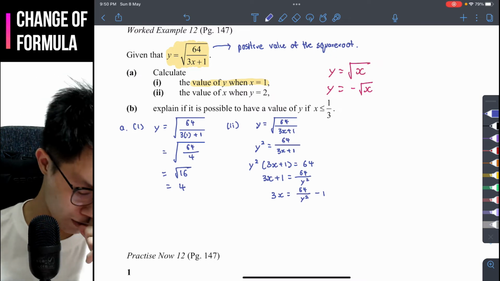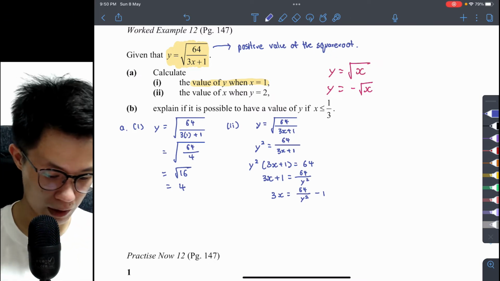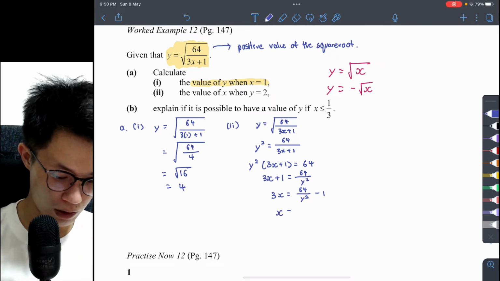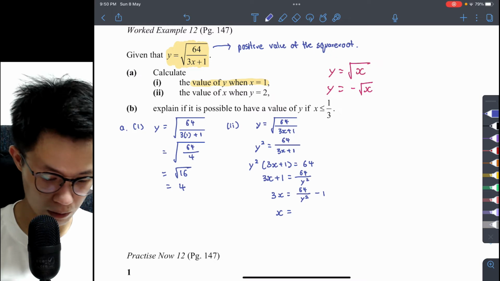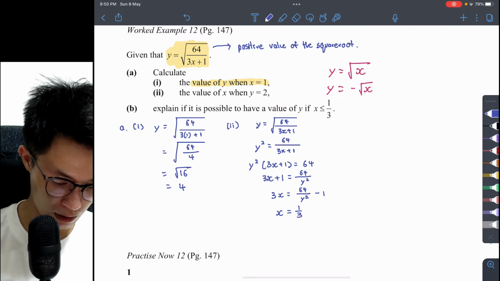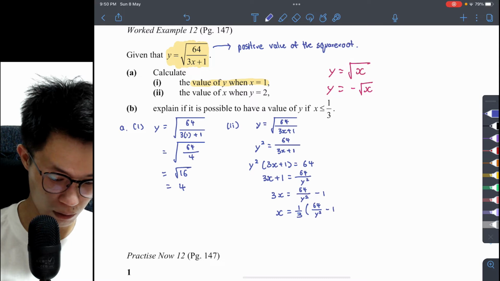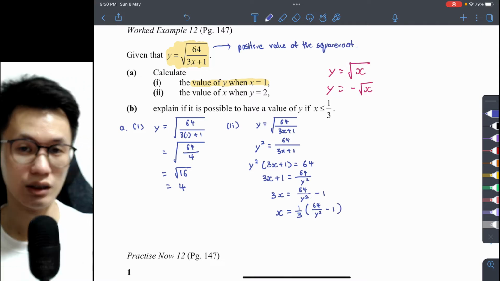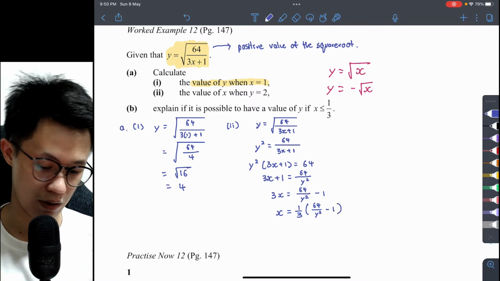Okay, and last but not least, we have that divide by 3 thing. So x will be this entire thing divided by 3. But what you can write is, actually you can just write it as 1/3 times 64 over y squared minus 1. Correct? Because you're taking the entire thing divided by 3. In fact, you're just taking 1/3 times it.